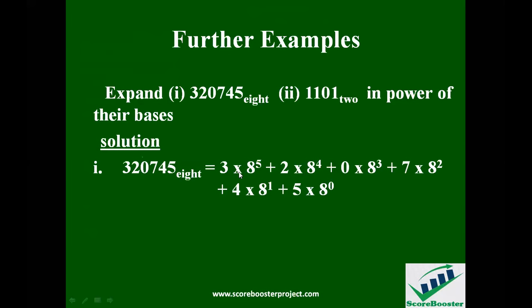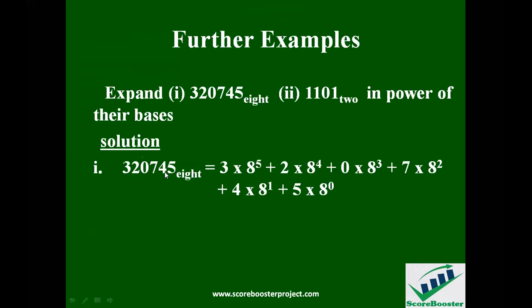Plus. Don't forget your plus. Plus the next figure we have here is 2. 2 times, we are still dealing with base 8, 8 raised to power 4, because what you have under 2 is 4. Do you get that? Now, 0: you pick plus 0 times 8 raised to power 3. Then plus the next figure, 7. 7 times 8 raised to power 2. You get that?